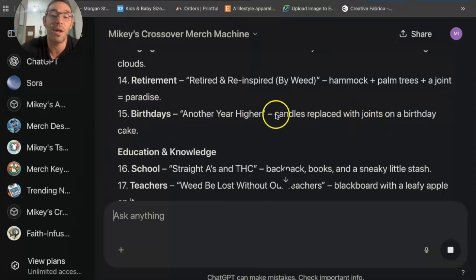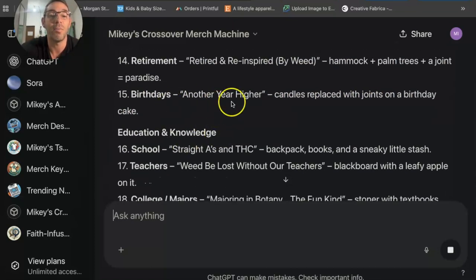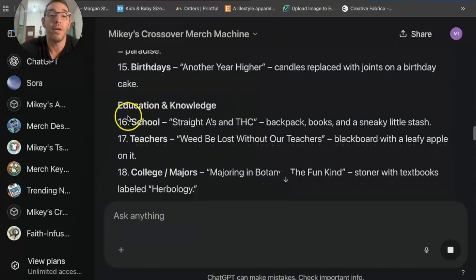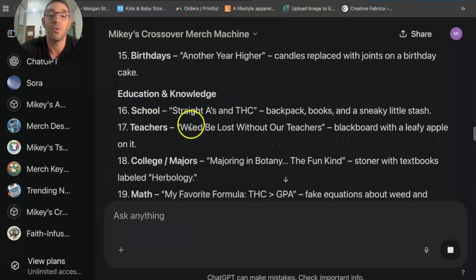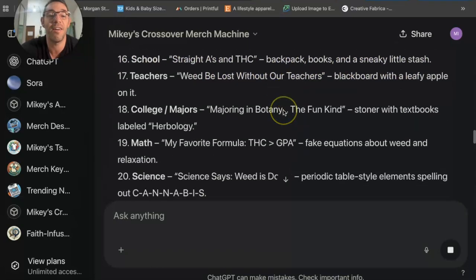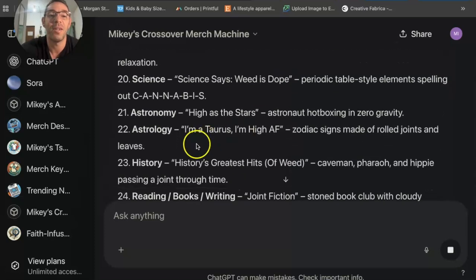I would have never thought about this stuff, but this GPT does that thinking, does the creativity for me, which is kind of weird because it's like a robot. It's more creative than me. But here we got education and knowledge. School, straight A's and THC, backpack, books, and a sneaky little stash.